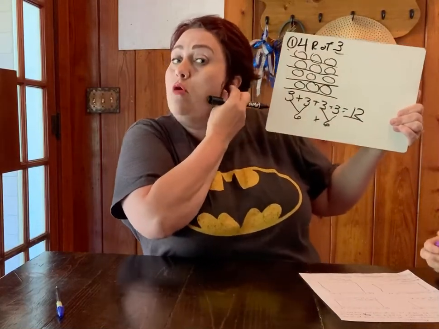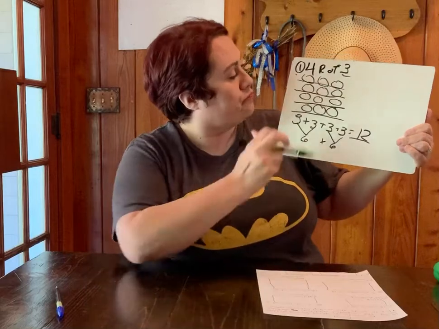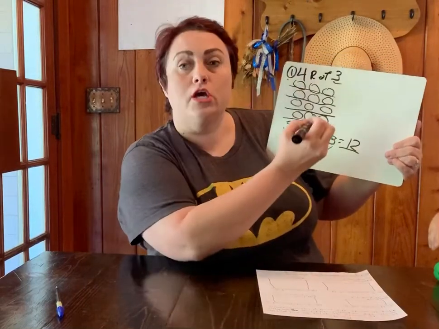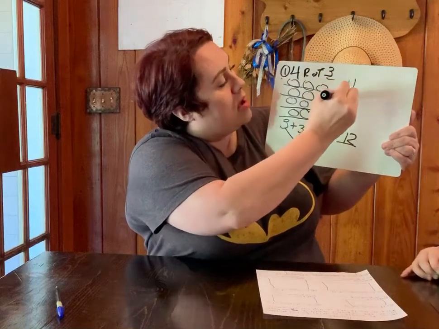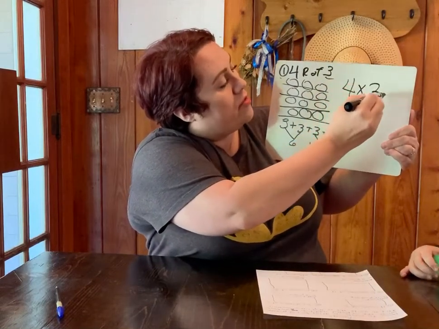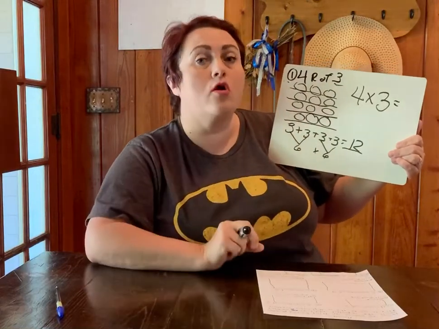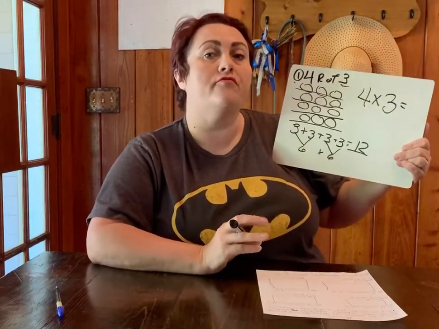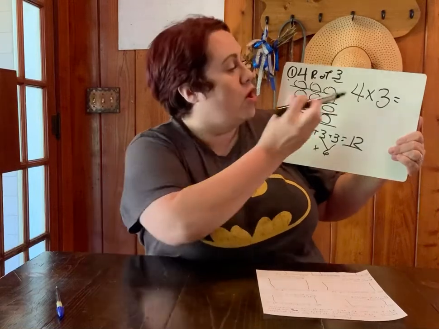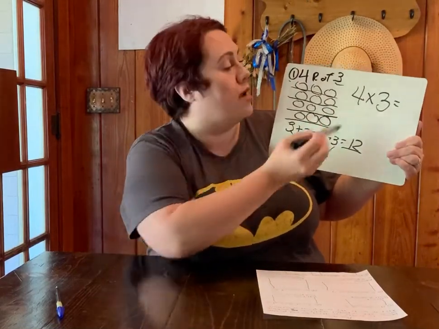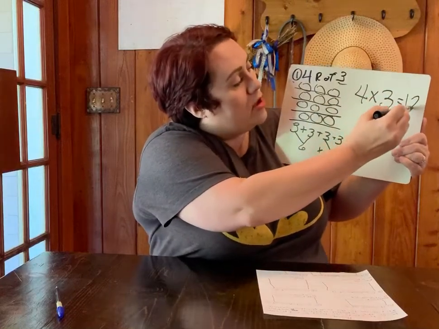But what would our multiplication sentence be? If we have 4 rows of 3, that would be 4 times 3, because we added 3 four times. Remember, multiplication is just the number of times you're adding a number. So 4 times 3 is 3 added up 4 times. So 4 times 3 is 12.